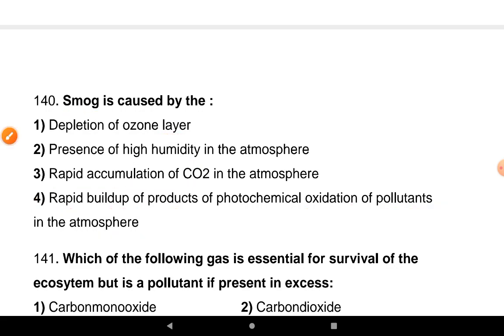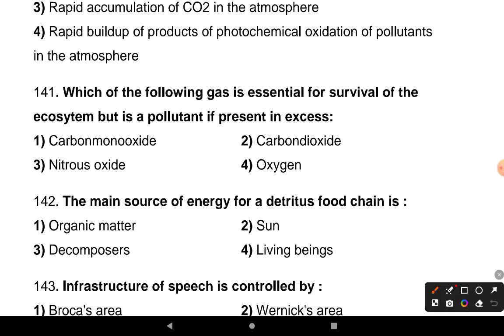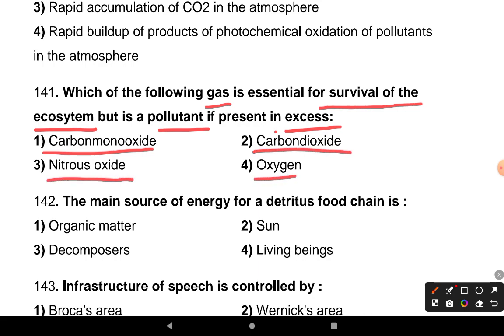in atmosphere. Our next question is, which of the following gas is essential for survival of ecosystem but it is a pollutant if present in excess? Carbon monoxide, carbon dioxide, nitrous oxide, oxygen. Correct answer is option 2. Carbon dioxide is essential for survival of ecosystem, but if it is present in excess, it is a pollutant. It maintains the temperature of our earth by greenhouse effect.